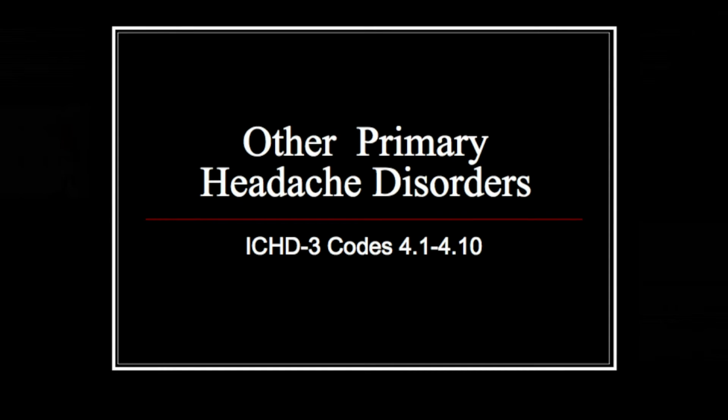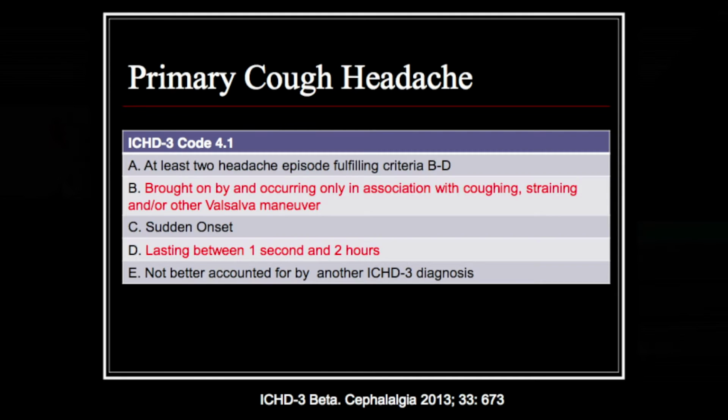Now we're going to go into what they call the other primary headache disorders. These are codes 4.1 to 4.10. This is called primary cough headache, and this is something that we see not uncommonly in a headache clinic practice. But these are headaches that are basically brought on in association with coughing, straining, or other Valsalva maneuvers. And the key thing about these is they're rather short-lived headaches. So they last anywhere from a second up to 2 hours.